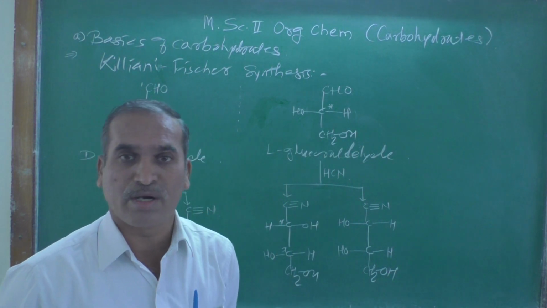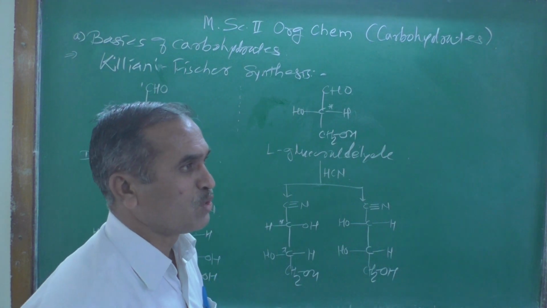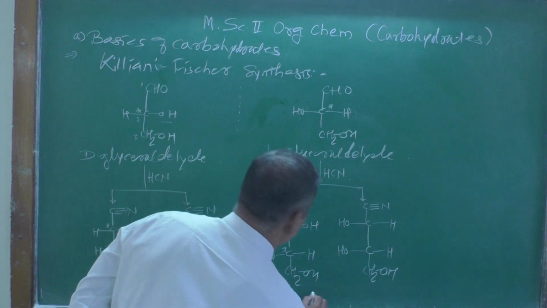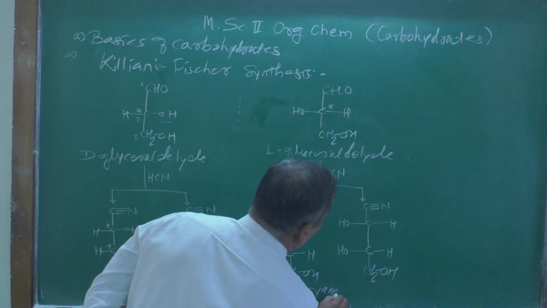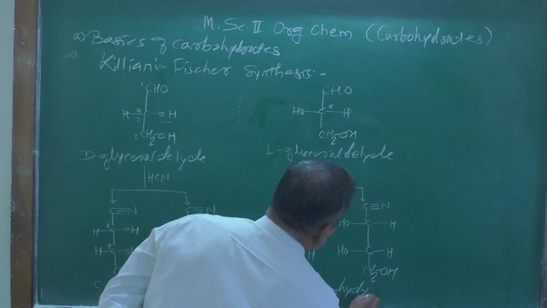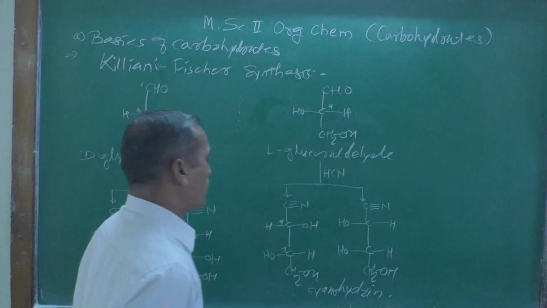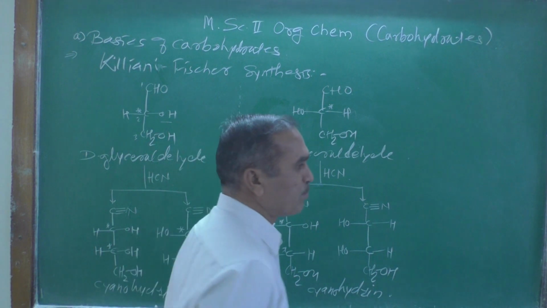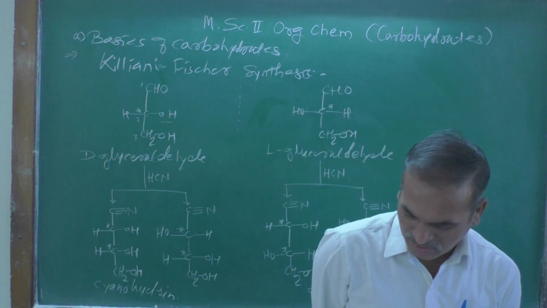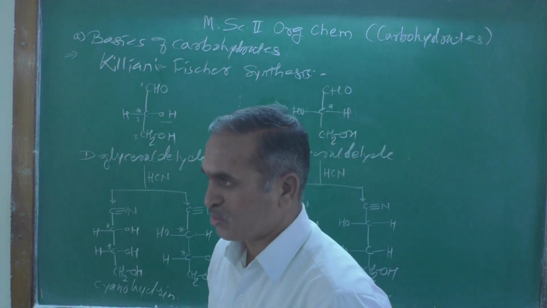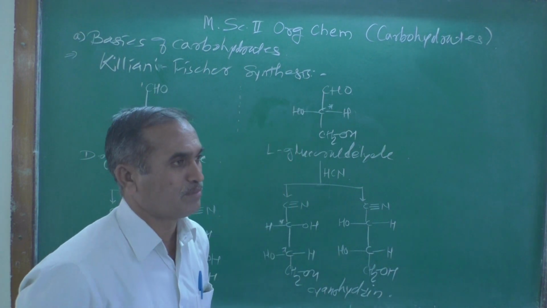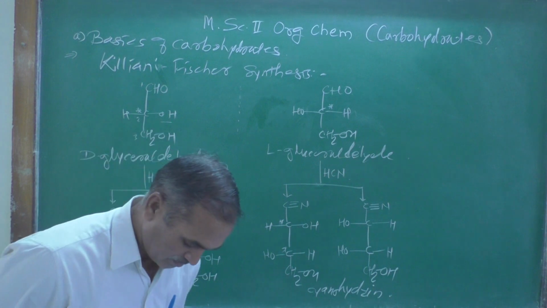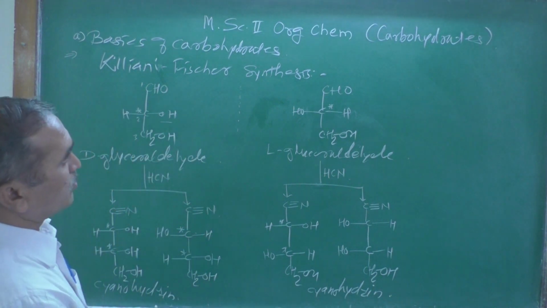The resulting compound obtained is known as a cyanohydrin derivative. So these are the cyanohydrin derivatives which we got over here. Understood this one? The first step is a very important step. Whenever we add hydrogen cyanide, the resulting compound obtained is known as a cyanohydrin derivative. Understood this one?